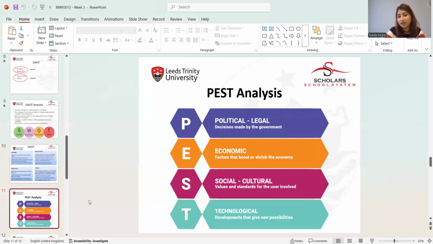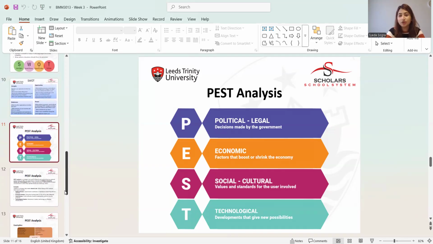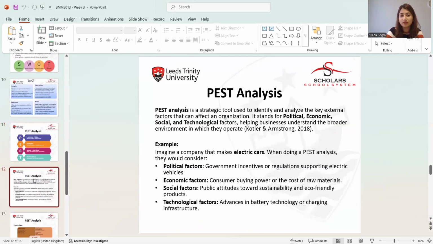Next, we have PEST analysis. So P stands for political. So basically, any decisions made by the government. E stands for economical. That means factors that can boost or shrink the economy. And S stands for socio-cultural, which is values and standards for the users involved. And T is for technological, so developments that give new possibilities. In the future slides, we're going to know about them in depth.